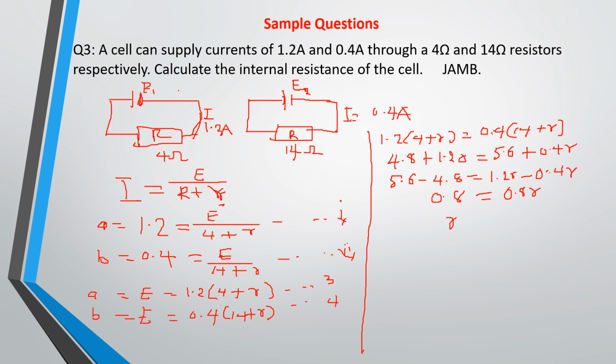You have R will be equals to 0.8 all over 0.8. Okay, so by the time you do that, you are going to have 1.0 ohm. So your R, which is the internal resistance, equals 1.0 ohm. Alright, so you can see how I went about this question and how we are able to arrive at this. These are different ways of solving different questions as the case may be.